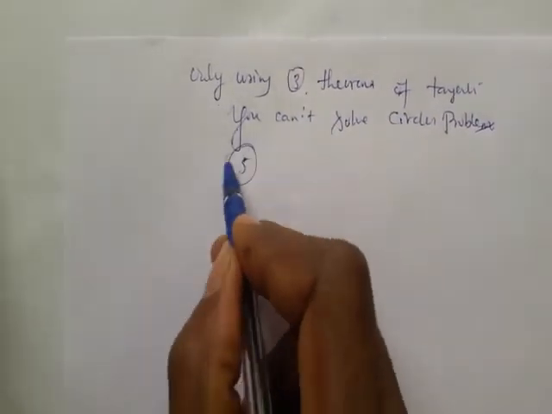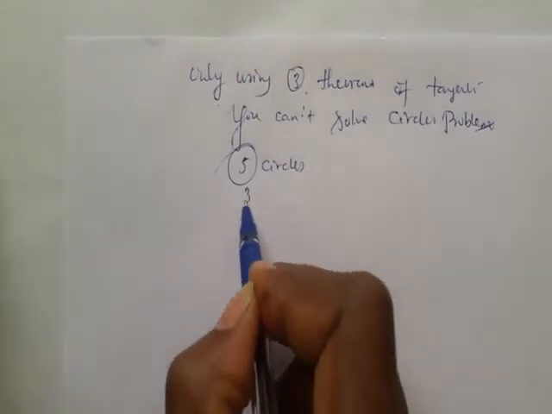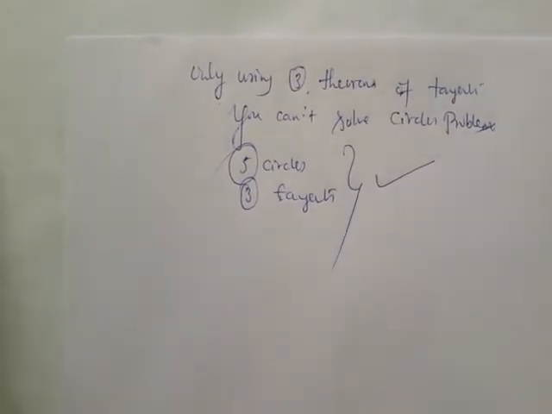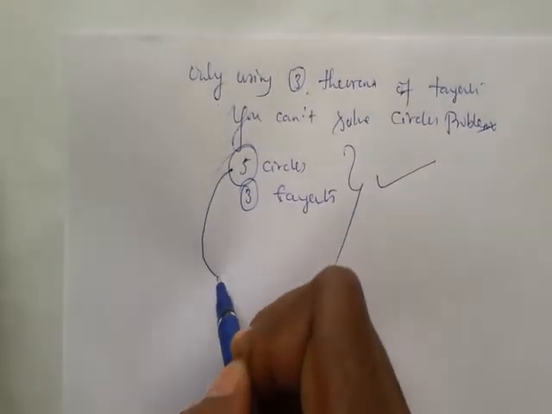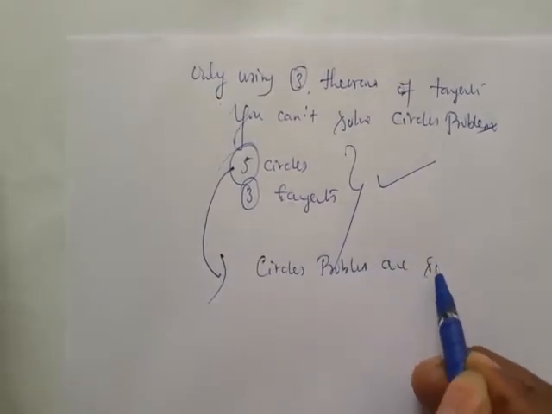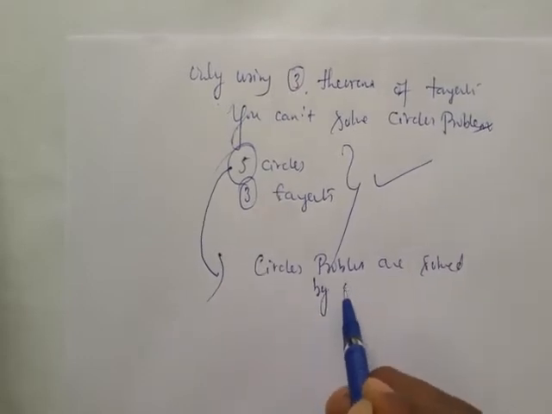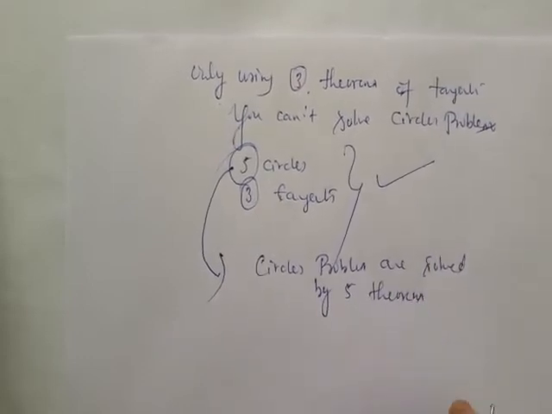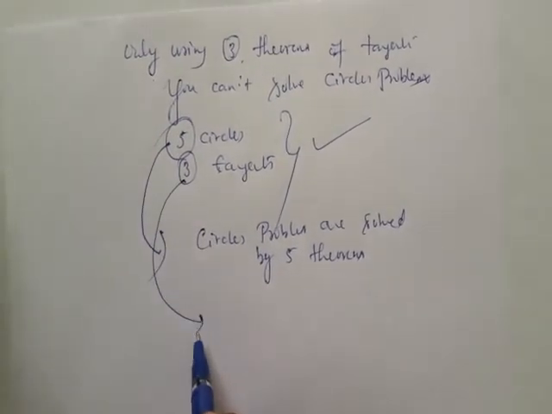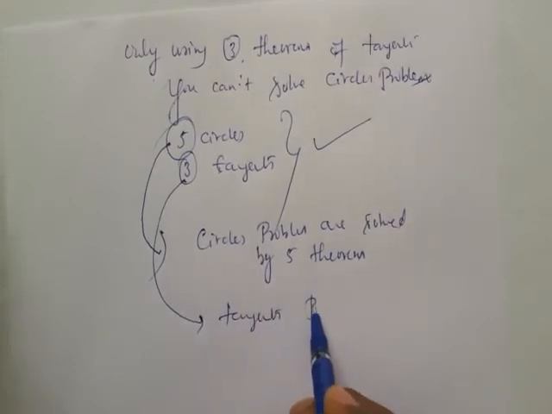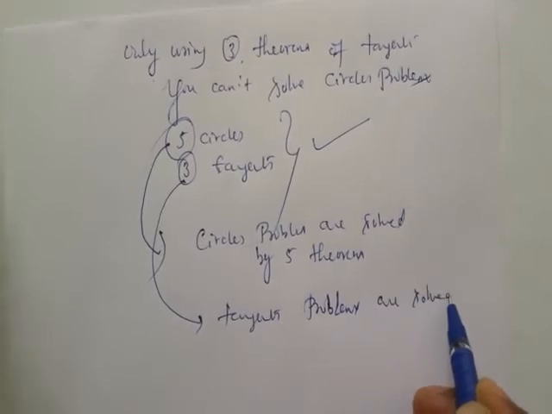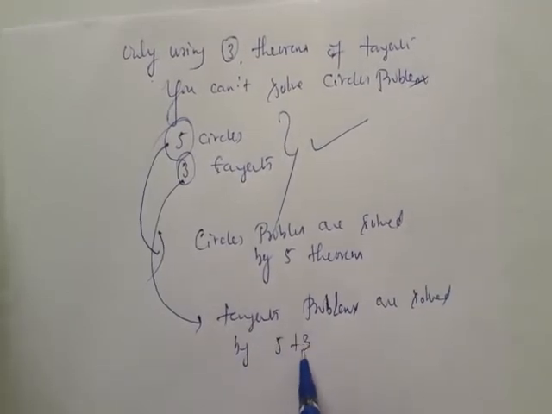So the 5 theorems from the circles and 3 from the tangents, using both you can solve. Circles problems are solved by 5 theorems. Remember, tangents problems are solved by 5 plus 3 theorems.